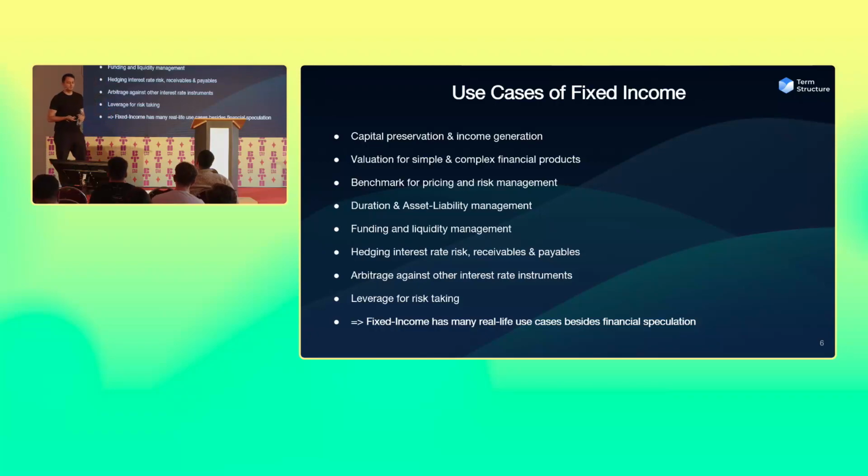Again, we use fixed income for duration and asset liability management for pension funds and insurance funds that are meant to preserve value and pay pensioners money and things like that. We use it for funding and liquidity management. We use it to hedge interest rate risk, future payables, future receivables. And lastly, we use it also to arbitrage against other interest rate instruments. We use it for leverage, for risk-taking, but these are obviously more financial related use cases as opposed to real-life use cases, which were the first ones. So yeah, that's the short conclusion here. Fixed income has many real-life use cases and needs besides financial speculation.